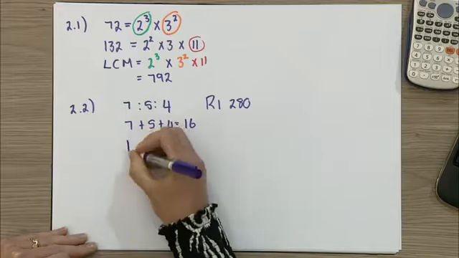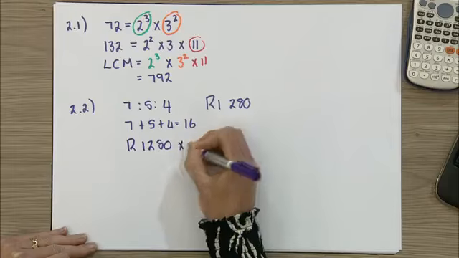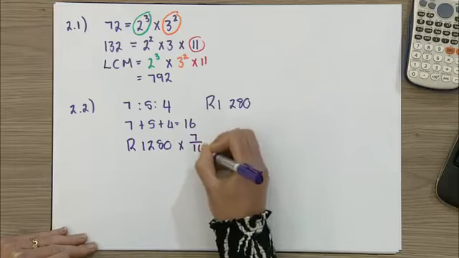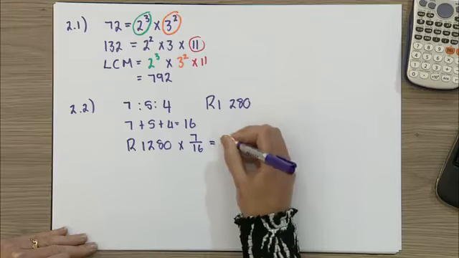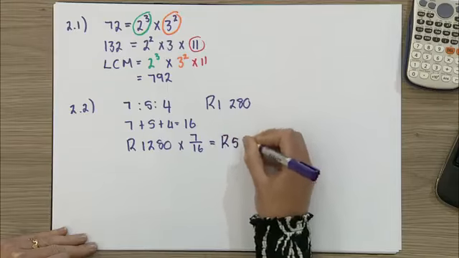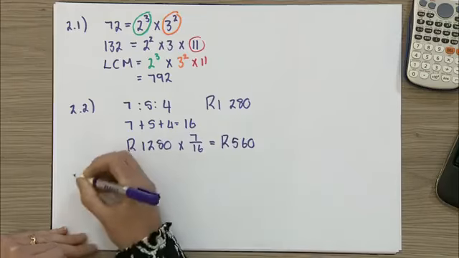So what will my calculation be? 1,280 times 7 over 16. And that means that son A will receive, his gift will be worth 560 Rand. There we go.